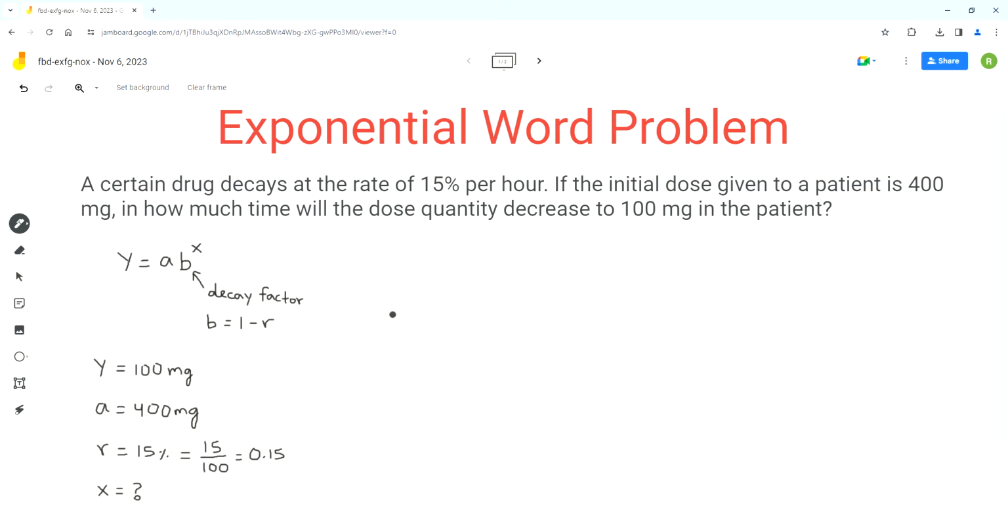Now we can sub in the values in this formula. So our equation becomes 100 equals 400, and then we can put parentheses, and in the parentheses for b we can put 1 minus 0.15, to the power x. Now we have to solve this equation to find the value of x. The first step here is to divide both sides by 400 to get rid of 400 on the right side of the equation.